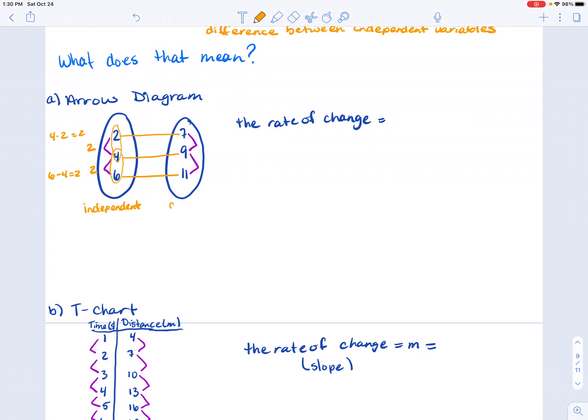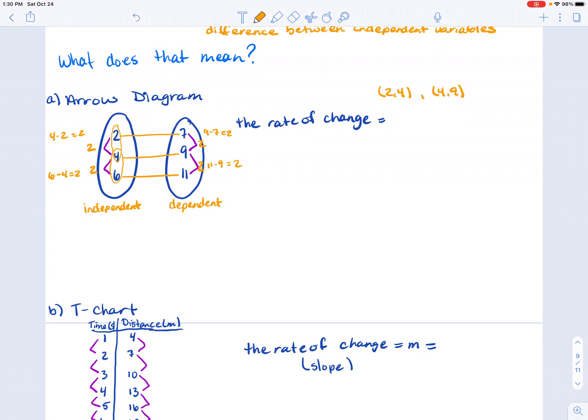Let's look at the dependent. Let's look at the difference between 9 and 7. Again, 9 minus 7 equals 2. And the difference between 11 and 9 equals 2. So I could look at 9 and 7 and 2 and 4. So I'm going to look at 2, 4, and I'm going to look at 4, 9.